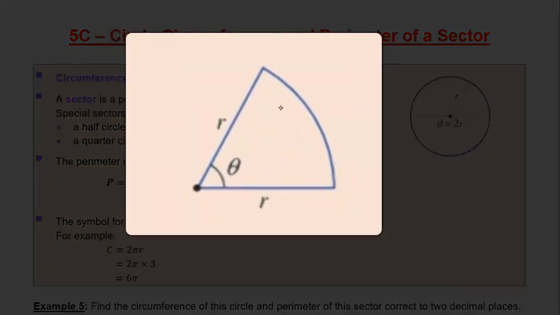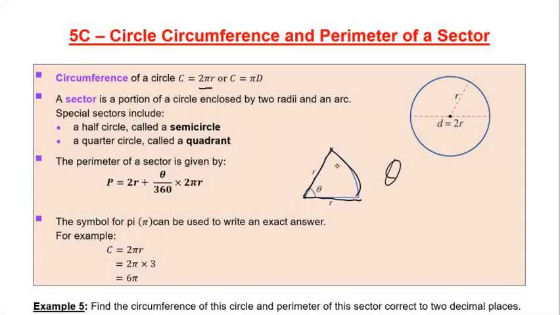A sector is when you get something like this. It's a portion of a circle. So you've got a radius, which is the same length as another radius, and then you've got this. And our old friend theta is back, right? Theta represents an angle. How many degrees are there in a circle? 360. So we can use that to figure out just how long that arc of that sector of the circle is by using that as a fraction.